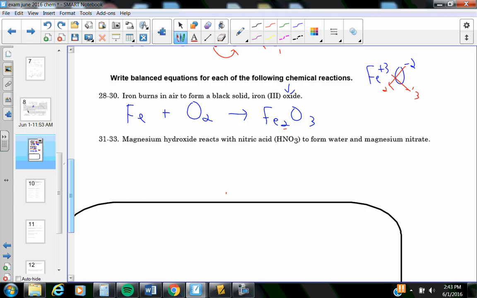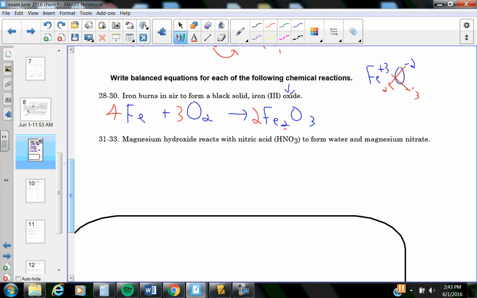If I have 2 oxygens on this side, it seems like I need 2 irons on this side. But I have the classic 3-2 dilemma. I probably should have started with the oxygens. If I have the classic 3-2 problem, I probably need to double this to get 6 oxygens and triple this. That means that I have 4 irons over there. This was not correct. 4 Fe. Just a different method of balancing a reaction.